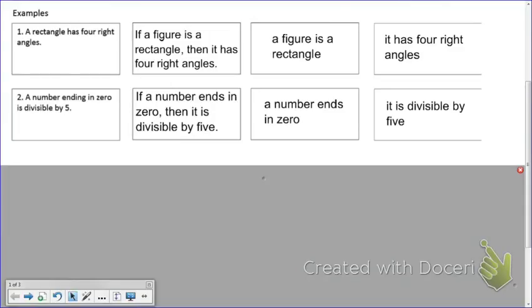In our second example, our statement is a number ending in 0 is divisible by 5. We can turn this into a conditional statement by saying if a number ends in 0, then it is divisible by 5. The if part is my hypothesis, so therefore it is a number ends in 0. And the conclusion is the then part, which is it is divisible by 5.